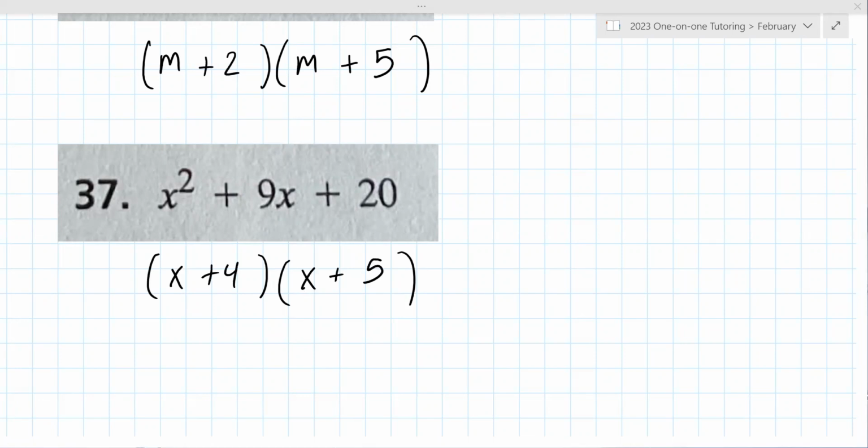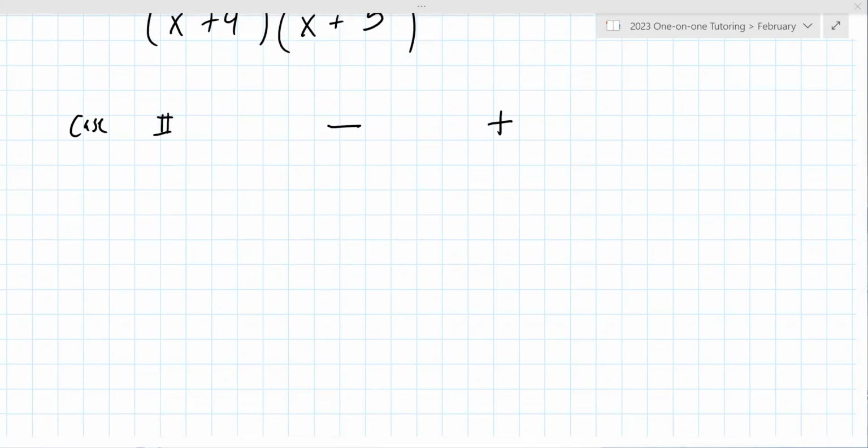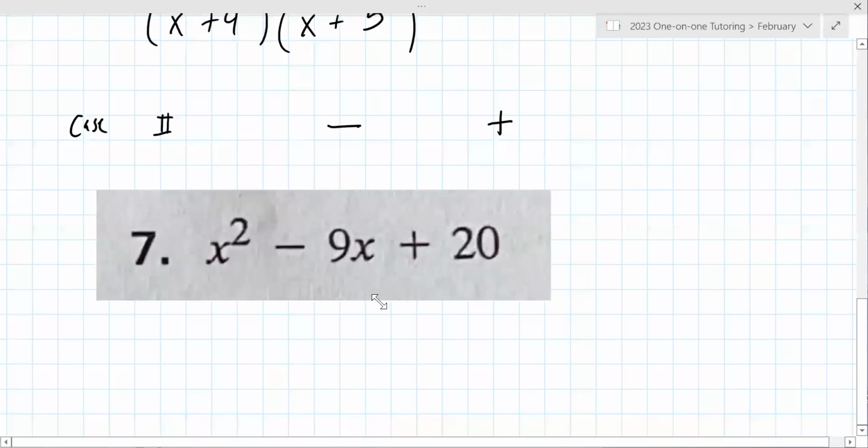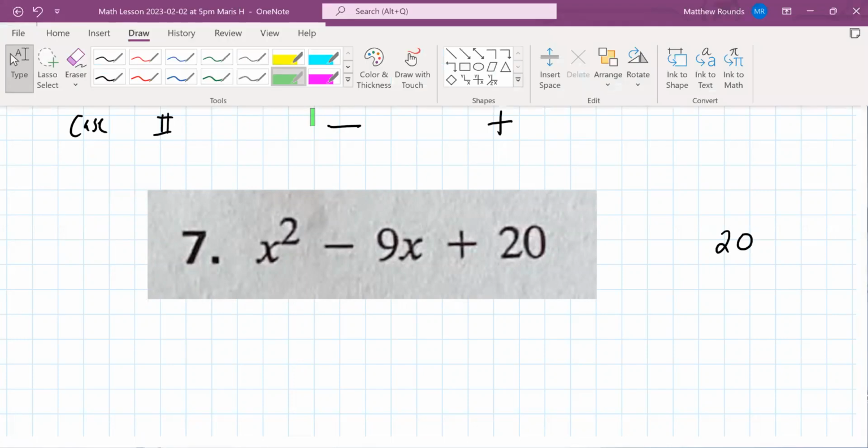You ready for the second case? Okay. So the second case, I call it case 2 or type 2. It's when you have a minus and a plus. All right, so we're going to look at problem 7 to start. Okay, do you see how this matches up? It's minus and then a plus. Okay, now it's kind of similar to the last one. You go to the last number, 20, and you need to find two numbers that multiply to 20, but now add to, this is where it's different, -9.